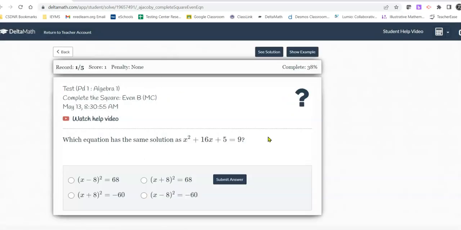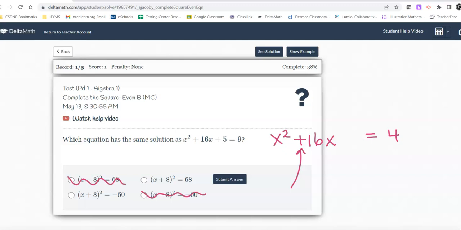So again, move your constant to the right. So I'm going to take this plus 5 and I'm going to subtract it. And that's going to leave me with x squared plus 16x equals 4. Now, before I even go any further, what sign is going to be in the middle of my answer? A plus sign. So I can start crossing things off.